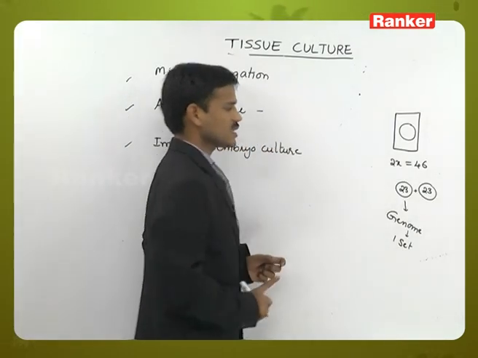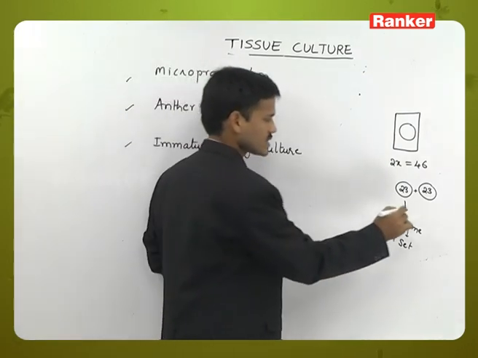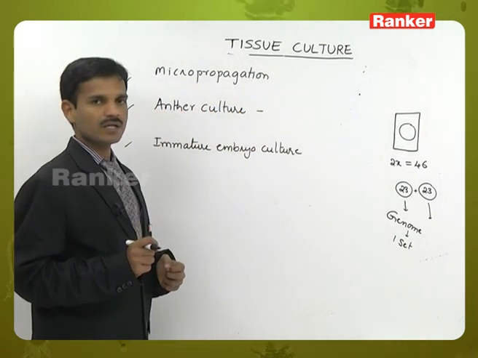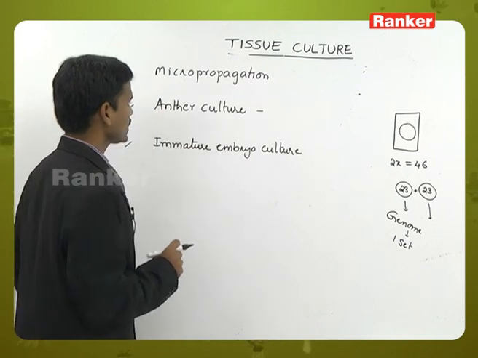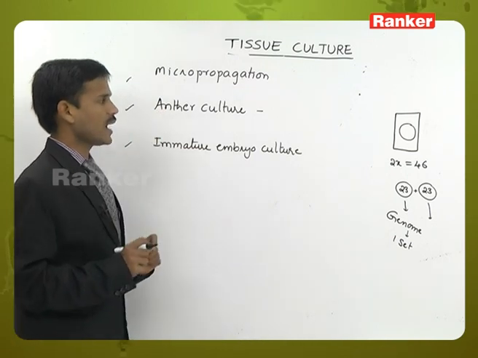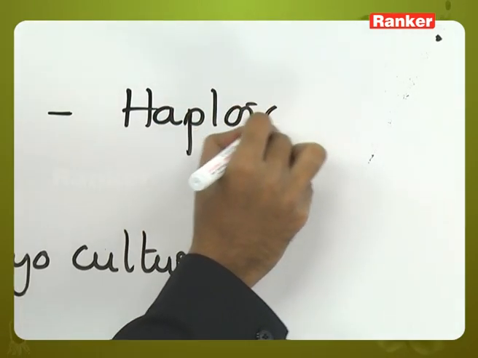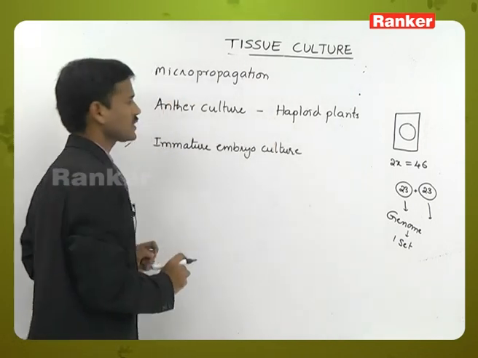If only one set is present, that is a haploid cell. If two sets are present, it is a diploid cell. So ploidy is nothing but the number of sets of chromosomes. Here, by using anther culture, we can produce haploid plants. Haploid plants can be produced by using anther culture.